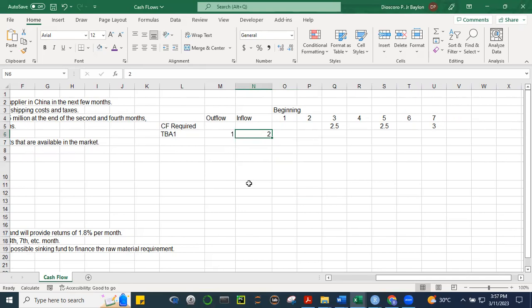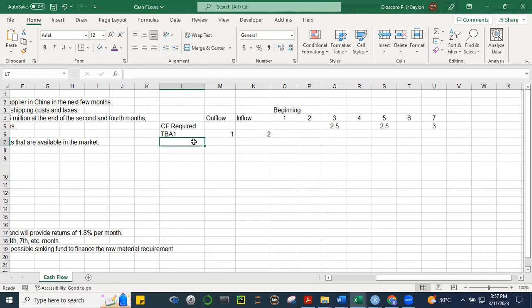So remember, these are beginnings, okay? Beginning of month 1, it will be an outflow. When we say outflow, we will put it out there in this instrument. We will invest it in TBA. I'm calling it now TBA 1 because this will be invested in month 1. All right?